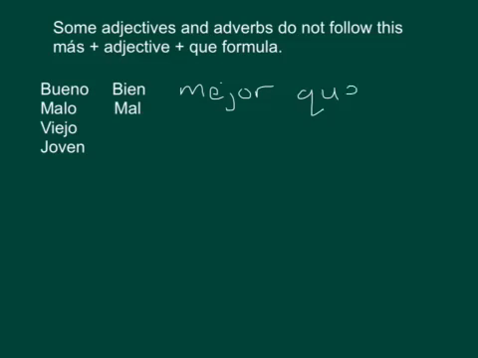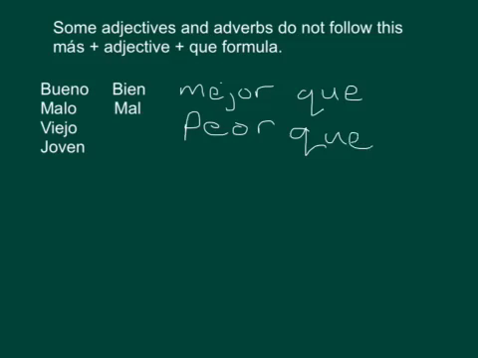Basketball es mejor que fútbol. The same thing with malo and mal. ¿Cómo estás? Mal. How are you doing? Bad. Or ¿cómo es la clase de historia? Es malo. It's bad. So instead of saying it's more bad than, because that is not right, you would say it's worse. Peor, P-E-O-R. Peor que. It's worse than.